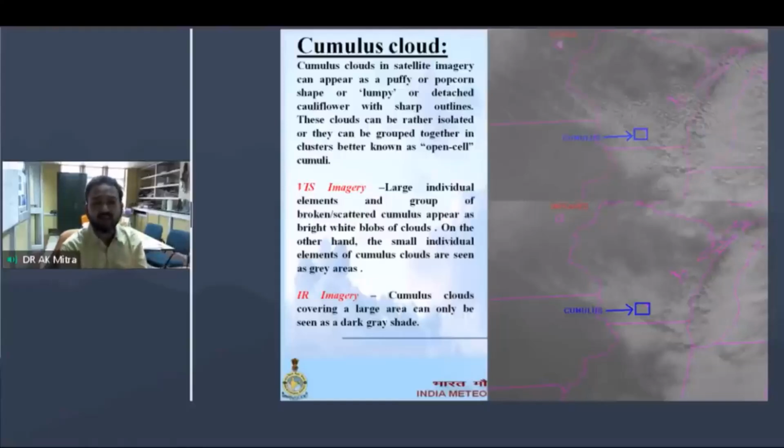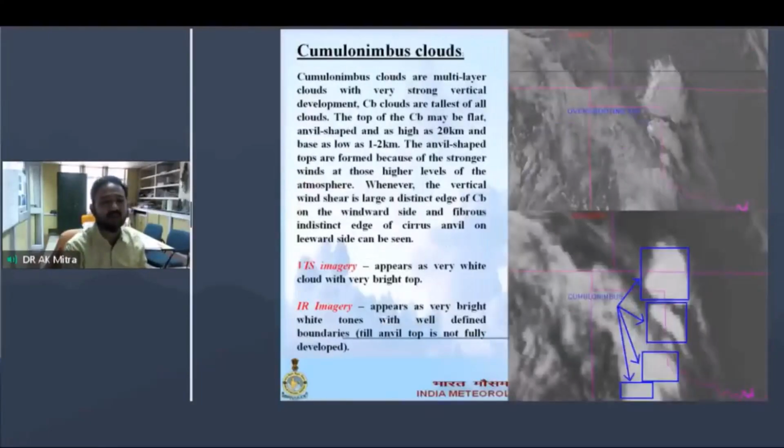So all weather enthusiasts, weather forecasters, or application users need to understand the satellite imagery. Cumulonimbus cloud is the most important for vertical growth of the cloud, because it gives you thunderstorms, and sometimes very hazardous lightning and heavy rain also. So you need to understand that in visible imagery it appears as a very white cloud with a very bright top. You can see overshooting tops in these imageries. And in IR also, it appears very bright.